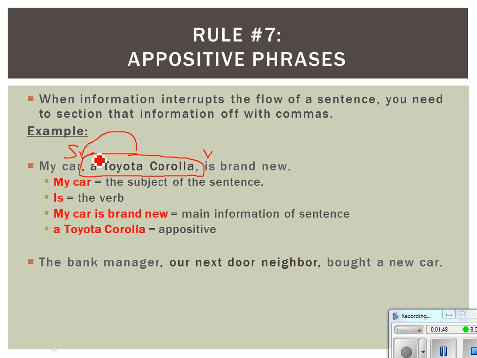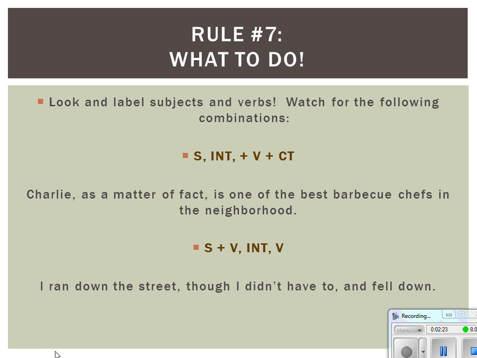In the next example, the bank manager, our next door neighbor, bought a new car. Again, if I'm not sure where my commas go, let me find my subject, let me find my verb, and say, okay, is the main sentence the bank manager our next door neighbor, or is the main sentence the bank manager bought a car? Once I know that, then I can say, okay, well, who is my next door neighbor? Well, it's the bank manager. So that's an appositive phrase renaming who the bank manager is. So we always want to use commas around appositives as they interrupt a sentence.